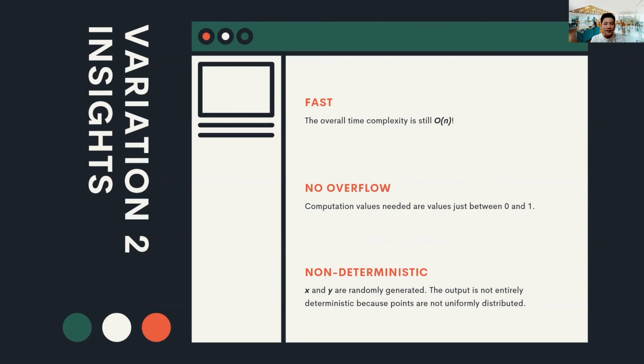Yet there is still a caveat. It is non-deterministic. Generating random points do not provide a uniform distribution of points within and outside the circle's area. Hence, the computed value does not necessarily get closer to pi as we increase the sample size. Okay.